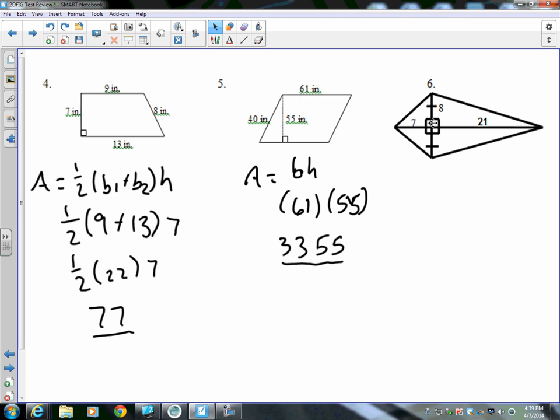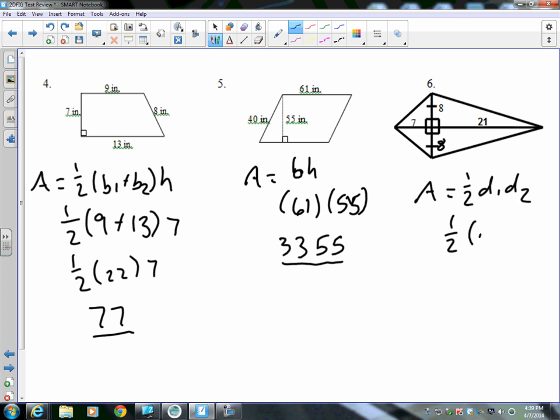Awesome. Number 6, we know that this is a kite. On a kite, one diagonal bisects the other, meaning if this section is 8, this one down here is 8. We also know that the area is going to be the exact same equation as a rhombus. So we get area is equal to 1/2 diagonal 1 times diagonal 2. Let's call this one diagonal 1. 8 plus 8 is 16. 7 plus 21 is 28 for diagonal 2. Multiply these three numbers together. 1/2 times 16 times 28, and we end up with 224. Okay, let's move on to the next problem.